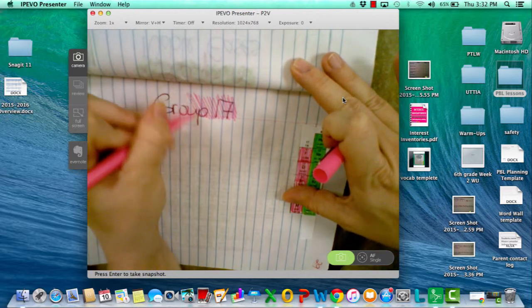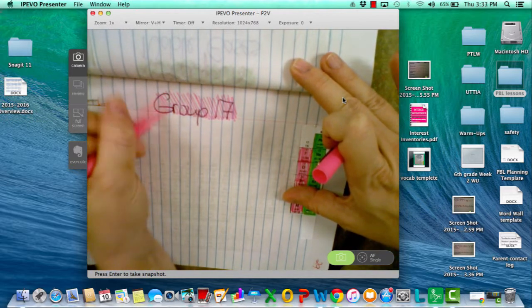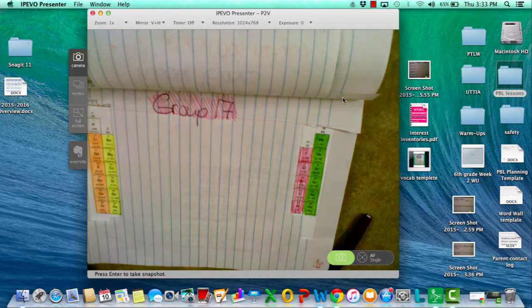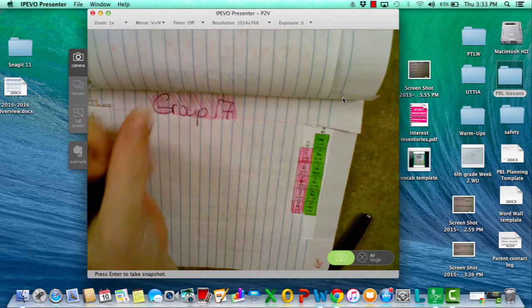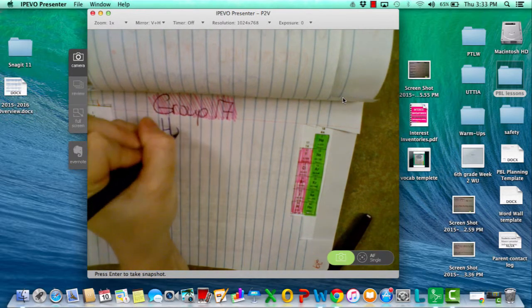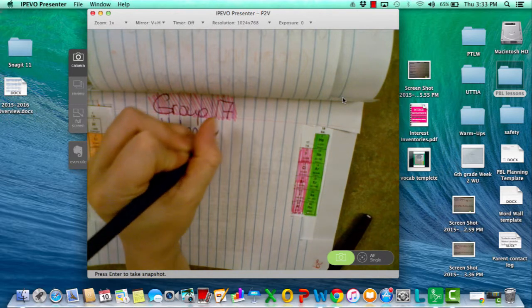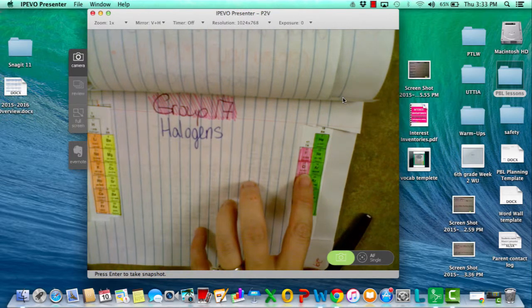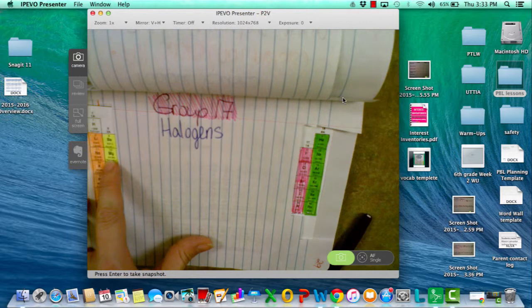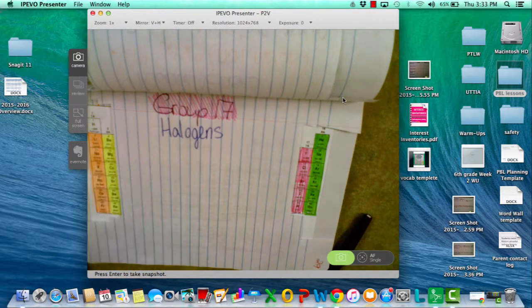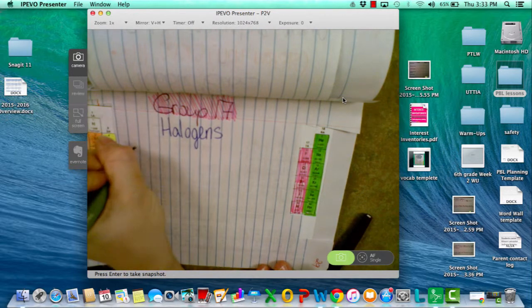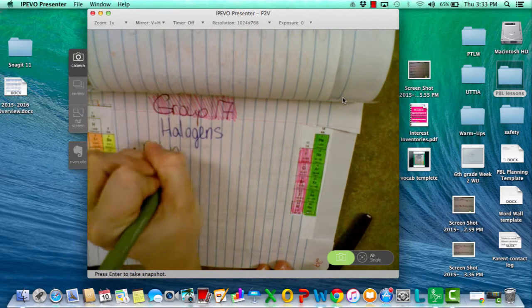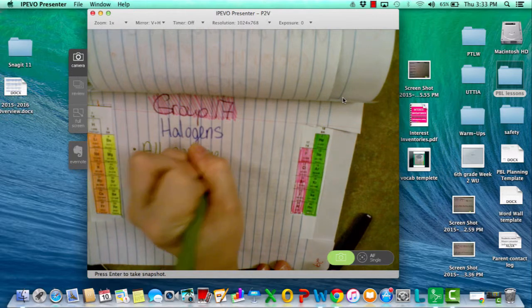Now, group 17 is actually called the halogens. And in Latin, halogen actually means salt makers, because what happens is if group 17 binds with an alkali metal, they make a salt. So what are some characteristics of group 17? Well, they are all nonmetals, but they're not all gases like the noble gases.